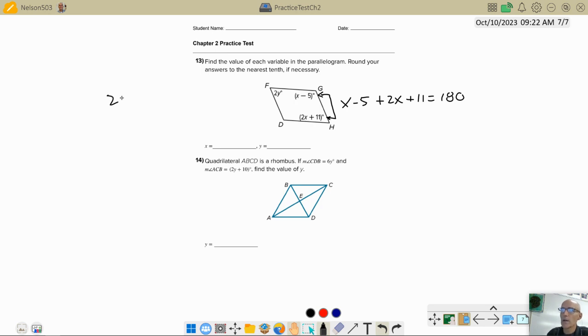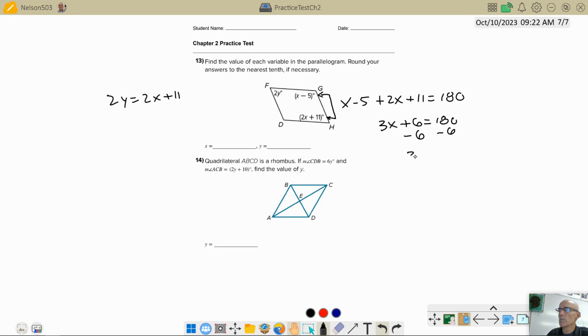Somebody said, hey, I'm stuck. I've got 2y equal to 2x plus 11. That's the right idea, but you can't continue because you have two variables and only one equation. Where here I've got just one variable. I end up with like 3x plus 6 equals 180. I can keep going here because I just have one variable.